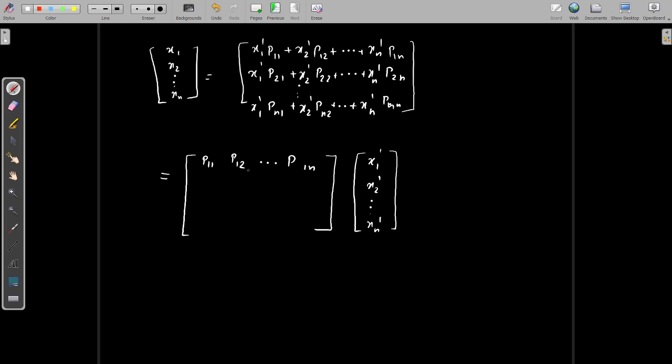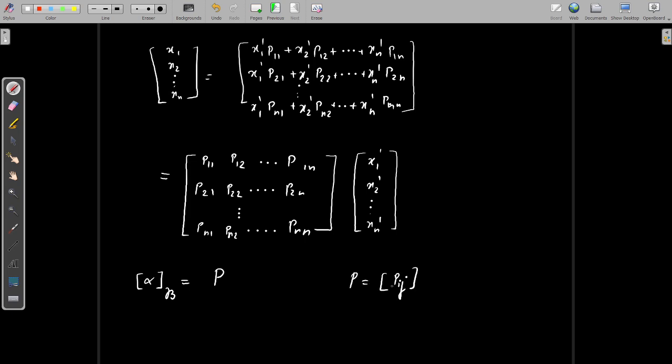The second term comes from the second row, which will be p21, p22, etc., p2n, and the last row will be pn1, pn2, etc., pnn. This shows that when we consider x1, x2, xn as the coordinates of alpha relative to the basis B, and we replace this by a matrix P, where P is the matrix Pij, this will be P times the coordinate of alpha with respect to B prime.